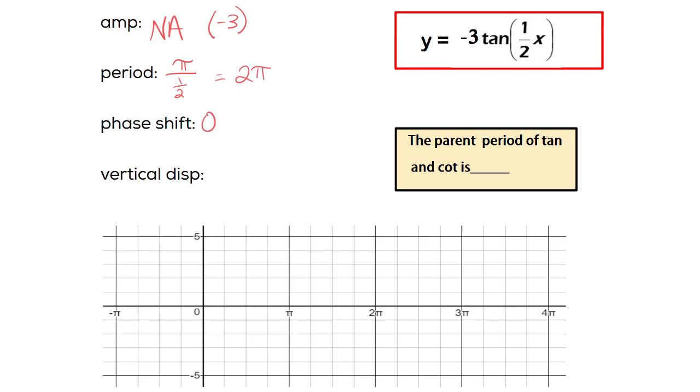There is no phase shift. I'll put a 0 for that. And there is no vertical displacement. I'll put a 0 for that. Again, this over here, remember the parent period is pi. That affects right here when you're doing your formula.